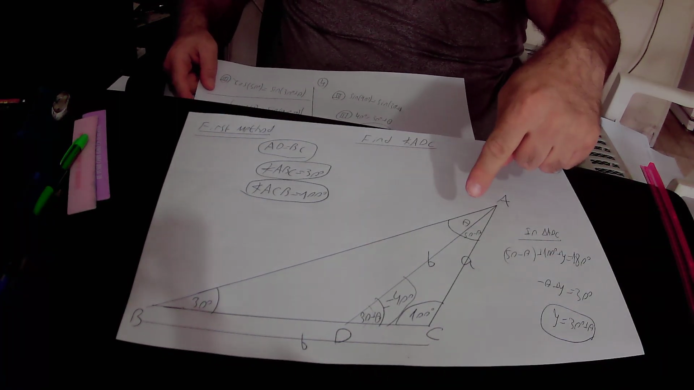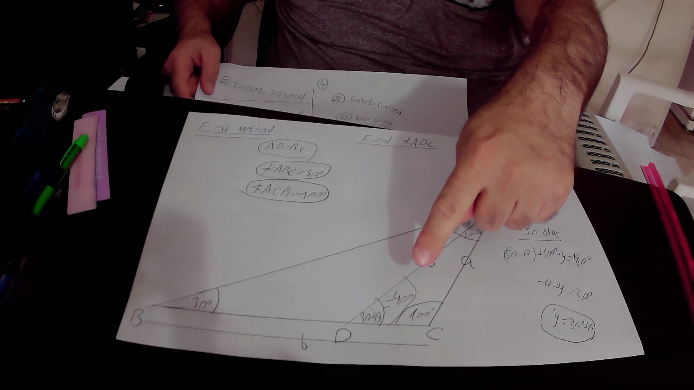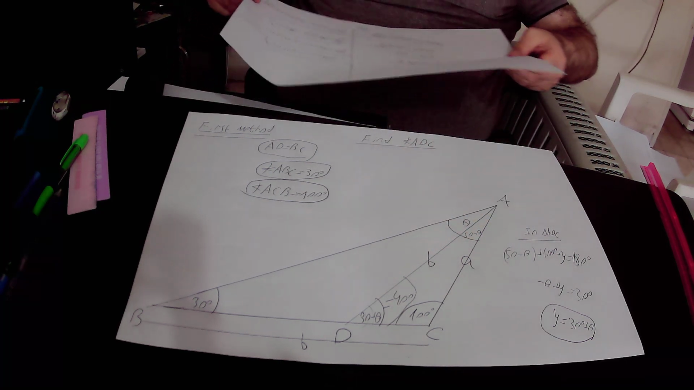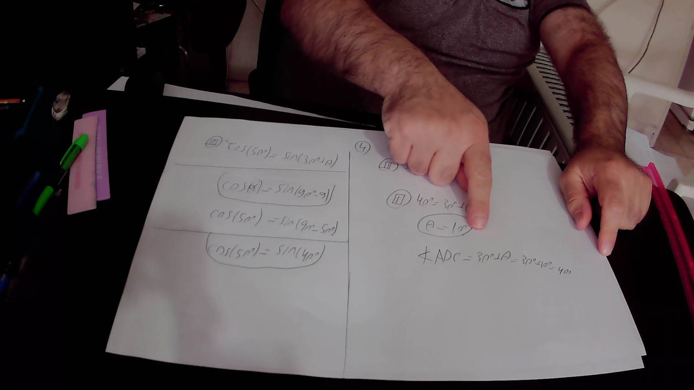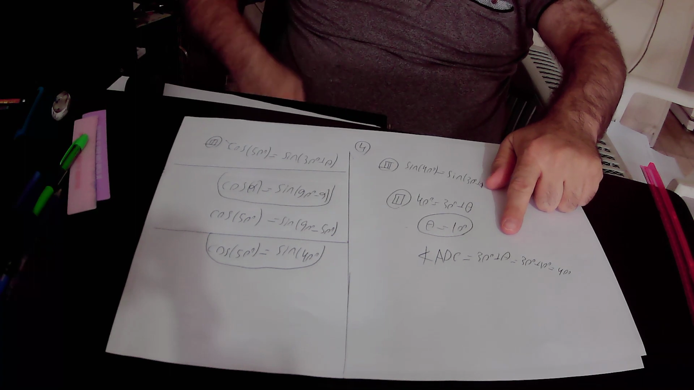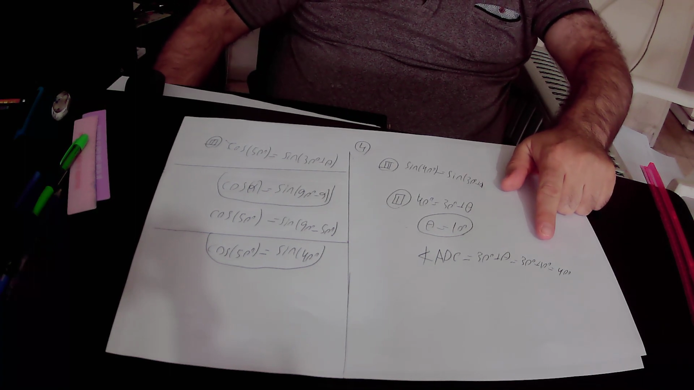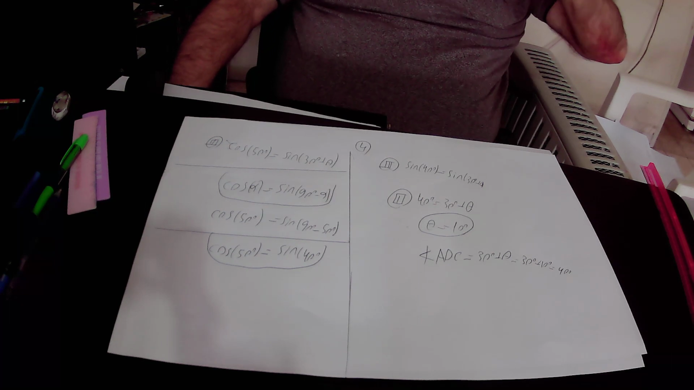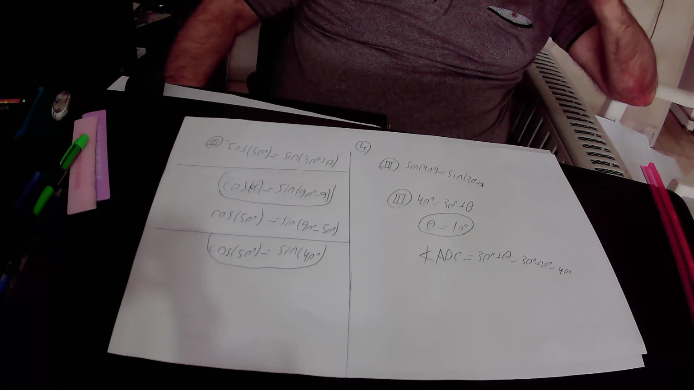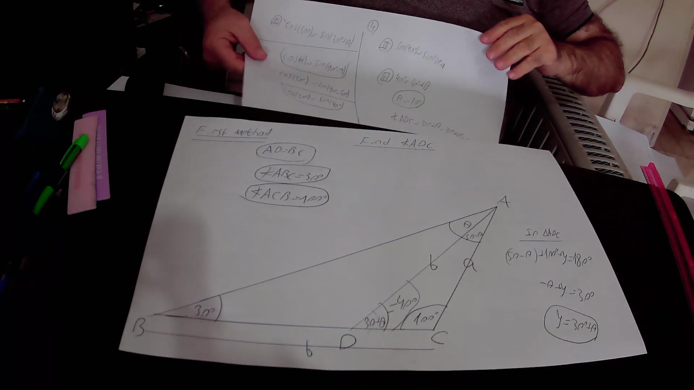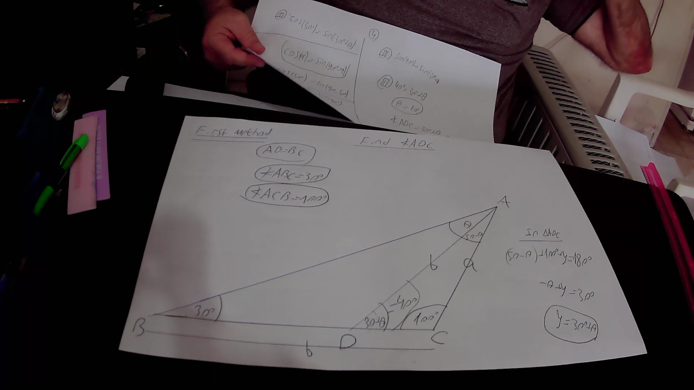Angle theta equals 10 degrees, but the angle that we are looking for is angle ADC, and angle ADC equals 30 degrees plus theta. Theta equals 10 degrees, so angle ADC equals 30 degrees plus 10 degrees, that is to say, angle ADC equals 40 degrees. So we found out that the value of angle ADC according to the first method is equal to 40 degrees.